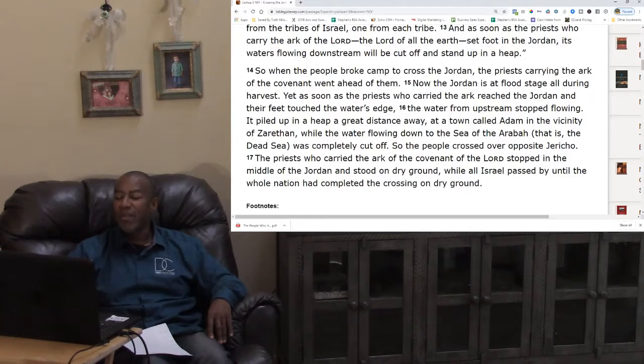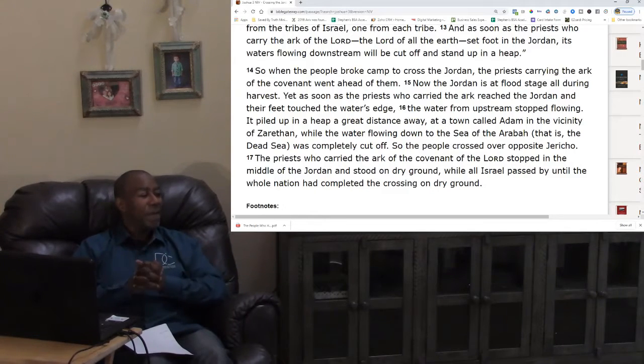The priests who carried the Ark of the Covenant of the Lord stopped in the middle of the Jordan and stood on dry ground while the Israelites passed by, until the whole nation had completed crossing on dry ground.